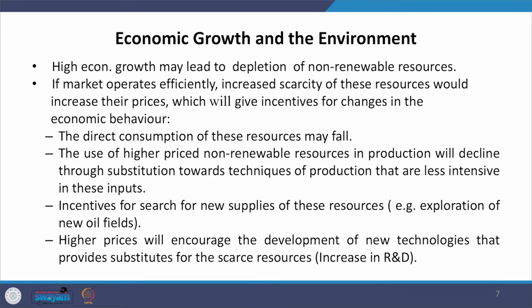So, the main implication of this argument is that when the prices of these products increase due to the scarcity of these resources, then the direct consumption of these resources may fall. So, direct consumption of non-renewable resources may fall, number one. Second is the use of higher priced non-renewable resources in production will decline through substitution towards techniques of production that are less intensive in these inputs.